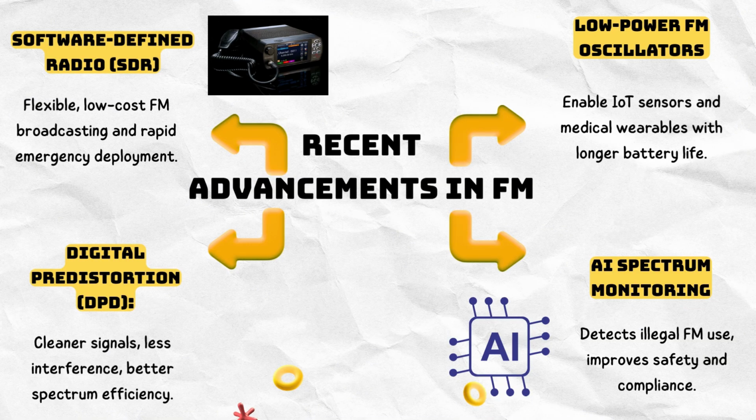As a conclusion to this session, FM is widely used in ways we all experience daily. Software-defined radio made broadcasting flexible and affordable. Low-power FM oscillators power IoT sensors and medical wearables, saving energy. Digital pre-distortion produces clearer signals and improves spectrum use. AI-based monitoring detects illegal transmitters and enforces safety. These innovations made FM more available, efficient, and secure today.